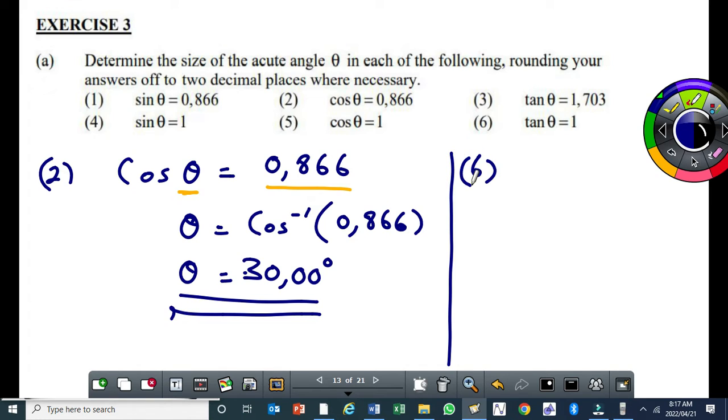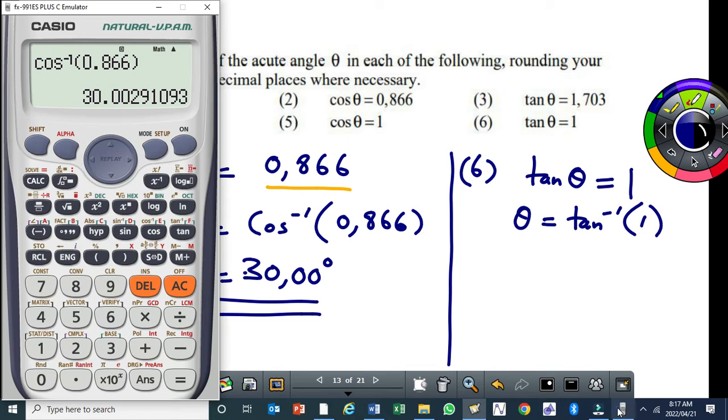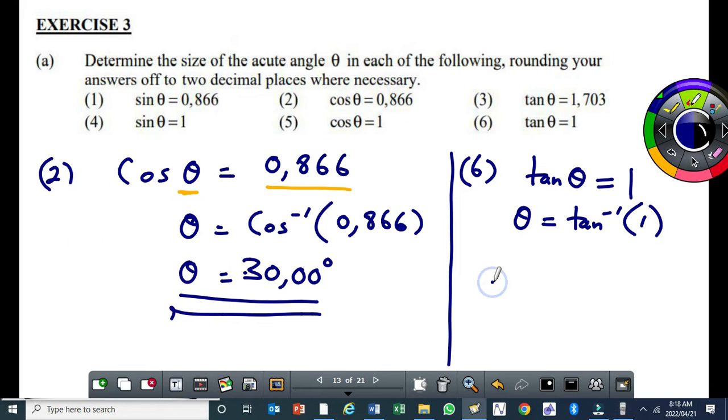Then number 6, you have got tan theta is equal to 1. We do the same. We want to calculate theta, so we take the tan to the right, then the equation becomes theta equal to shift tan of 1. Fortunately, I know the value of shift tan of 1 because of experience, but I'll just show you from the calculator. So this will be shift tan of 1, and then you will get 45 degrees. So shift tan of 1 gives you 45 degrees. So theta will be 45 degrees.